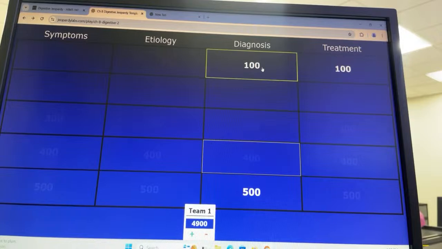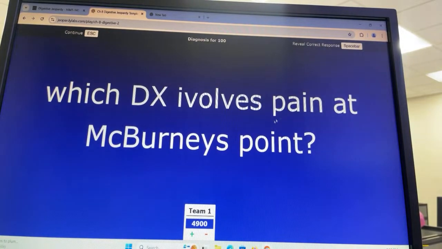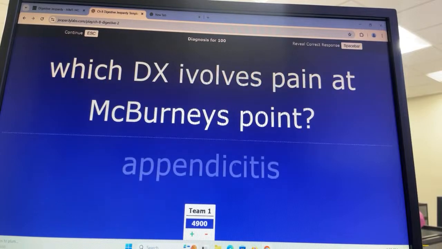Diagnosis. Which diagnosis involves pain at McBurney's point? McBurney's point was a very specific point on the abdomen. Appendicitis. Nice job.